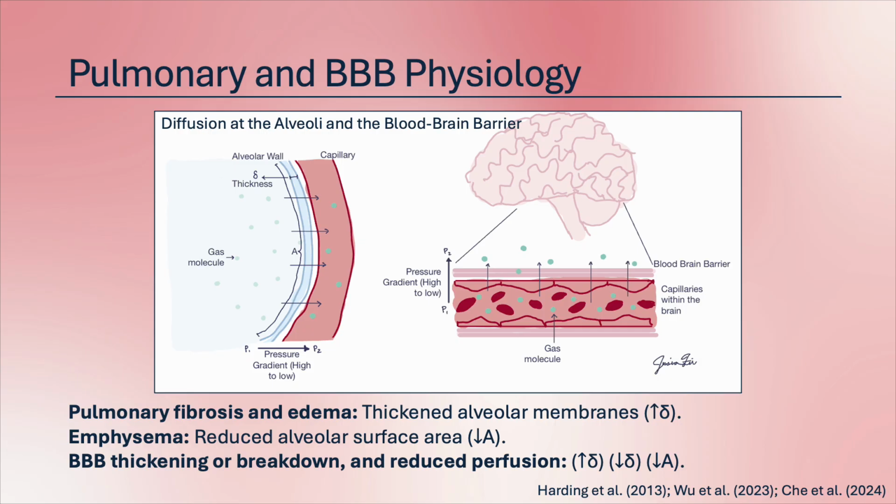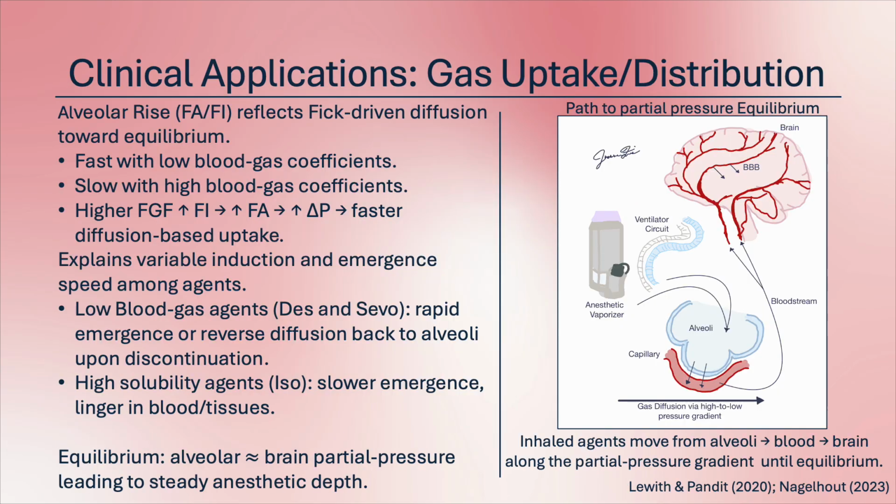Pulmonary edema, fibrosis, or emphysematous alveolar loss reduce surface area or increase membrane thickness, diminishing diffusion in the lungs. The blood-brain barrier can also become thicker or less permeable with inflammation, chronic hypertension, diabetes, or aging, slowing anesthetic diffusion into the CNS. Conversely, trauma, hypoxia, or osmotic therapy may temporarily increase permeability. These physiologic changes influence how quickly volatile anesthetics equilibrate with the brain.